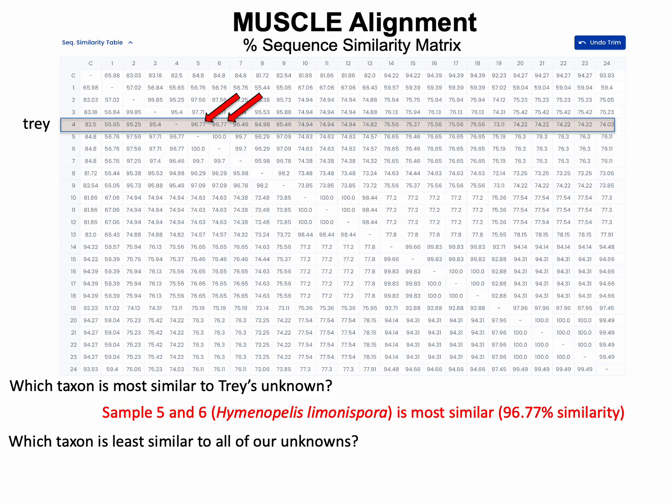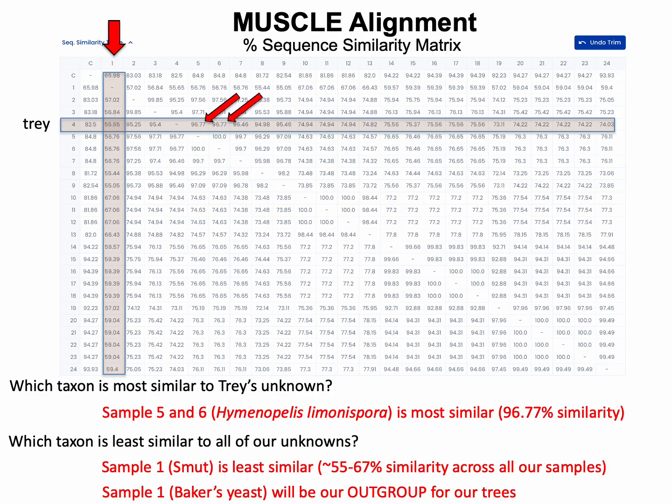We can also begin to decipher which taxon is the least similar to all of our unknowns. Can you hit pause and figure it out on your own? If you said sample 1, you're correct. If you look at the % similarity of sample 1 to all the other samples, you'll find that sample 1, the SMUT, is the least similar, about 55 to 67% similar across all our groups. So sample 1 will be our out group. And apologies that it says Baker's yeast there, it should say SMUT. SMUT will be the out group.